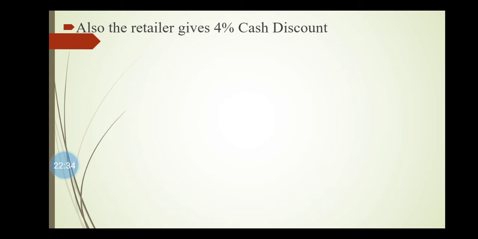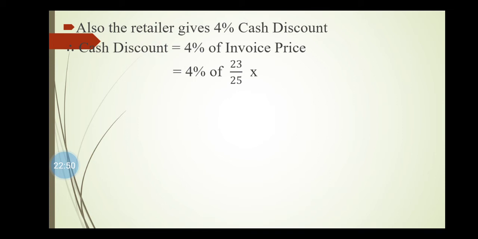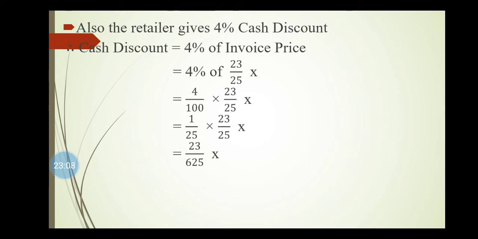Now also the retailer gives 4% cash discount. We know that cash discount is allowed on invoice price. So cash discount equals 4% of invoice price, that is 4% of 23 upon 25x. It is equal to 4 upon 100 into 23 upon 25x. 4 upon 100 means 1 upon 25. So cash discount will be 23 upon 625x.